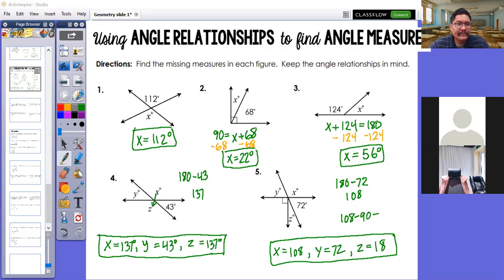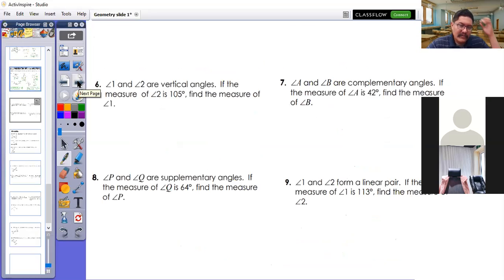And that takes care of that. All right, let's go ahead and move on to the next one. So this part here says using algebra.